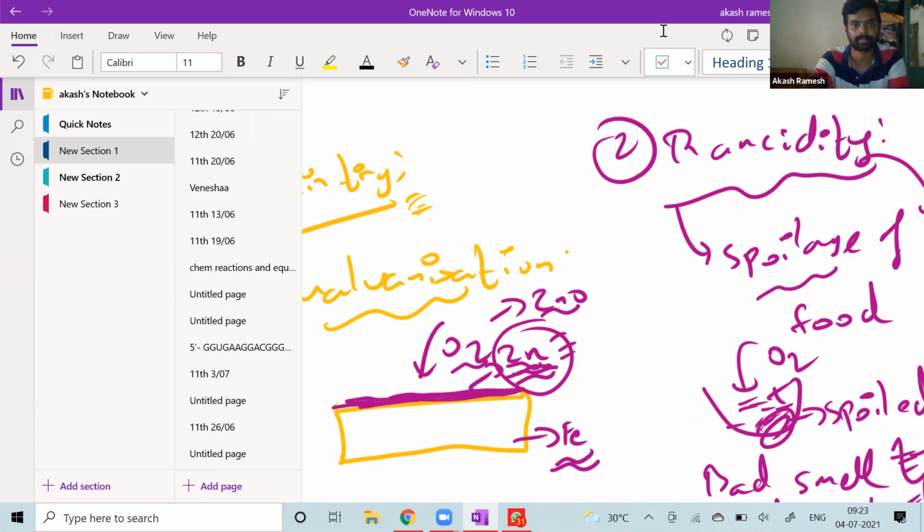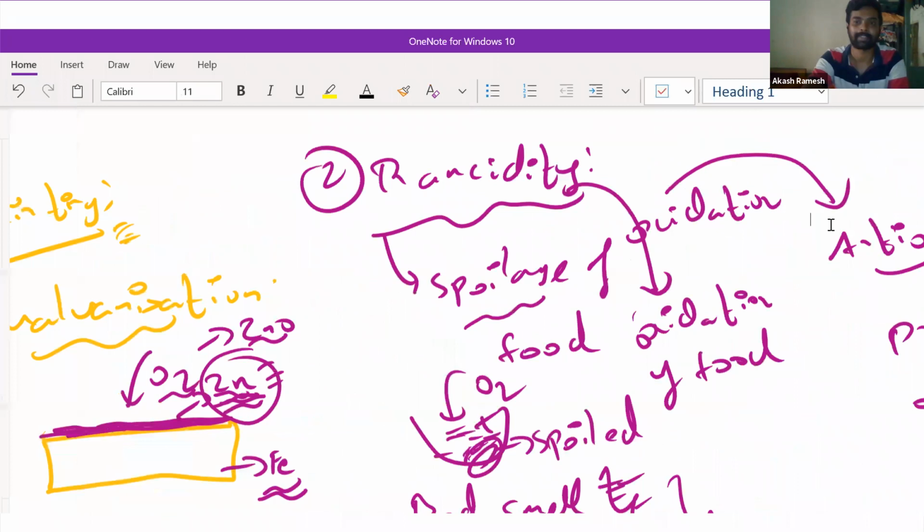Yes, correct. Is it necessary in the reduction reaction that O2 will be removed? Not necessarily. We have seen some reactions where oxygen or hydrogen is not even involved. Okay. Fine. Can oxygen be oxidized? That's a good question. We'll see about it. Look at this. Can oxygen be oxidized? That's a very nice question. I like this question.